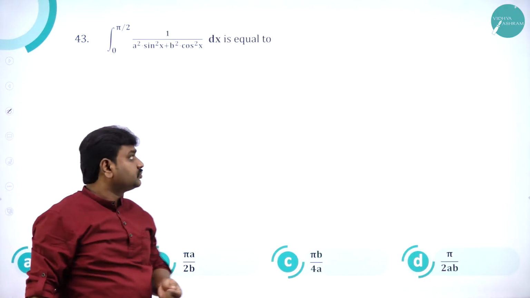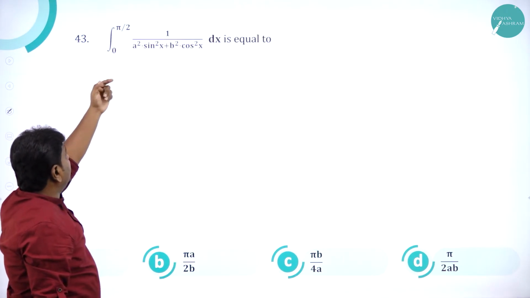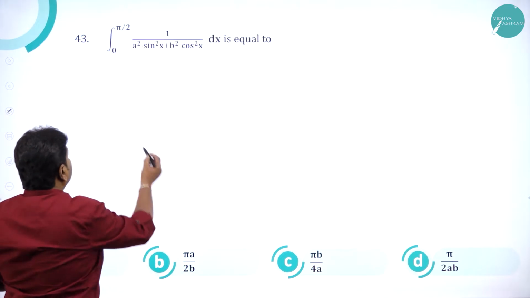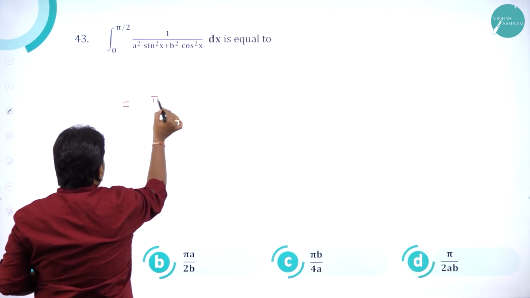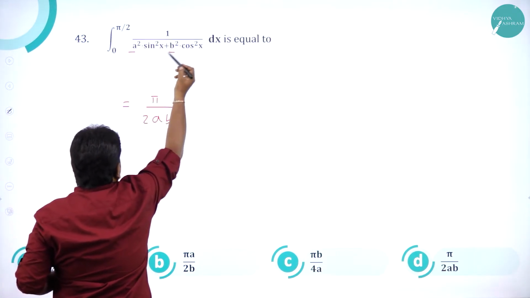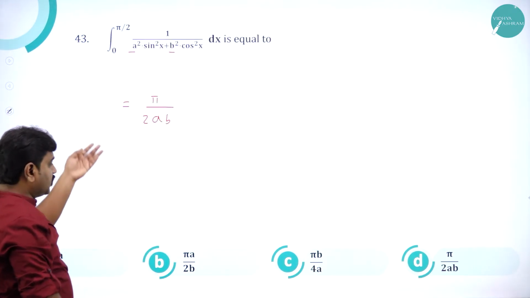Next we have the integral from 0 to pi by 2 of 1 by a square sin square x plus b square cos square x dx, which is directly pi by 2ab. So you are just supposed to see the coefficients of sine square and cos square. Or what is the real method?